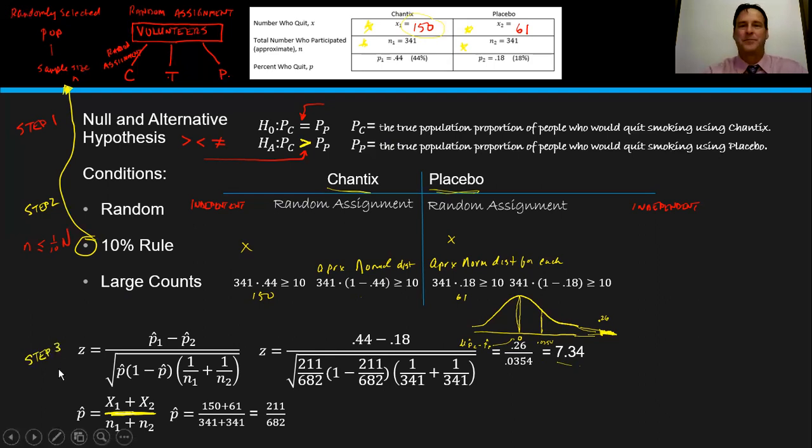Okay, and we are done with that. Okay, what do we do with step 3? We take that 7.34 and we find a p-value.